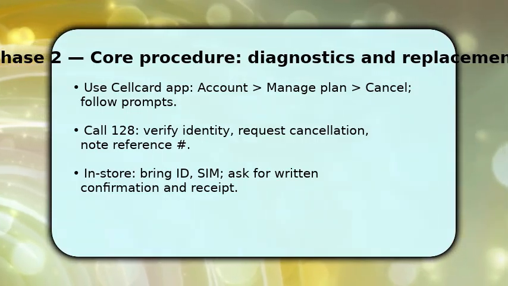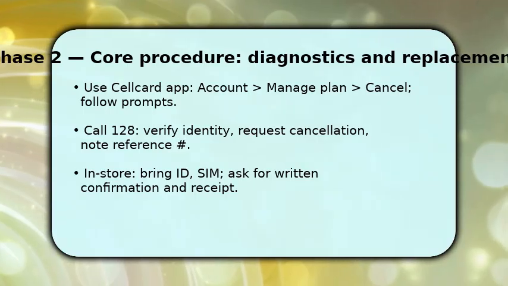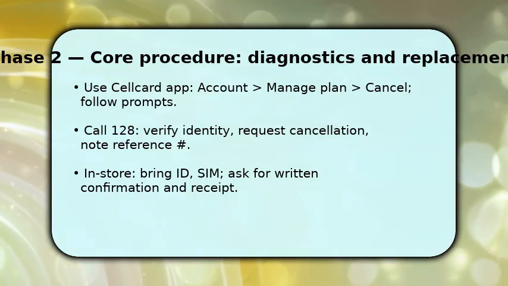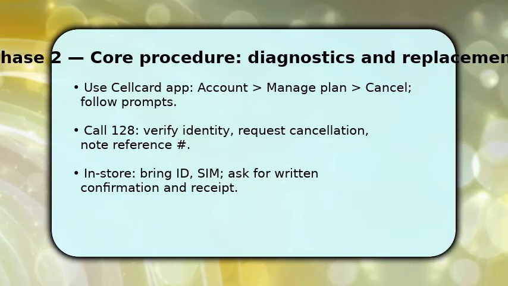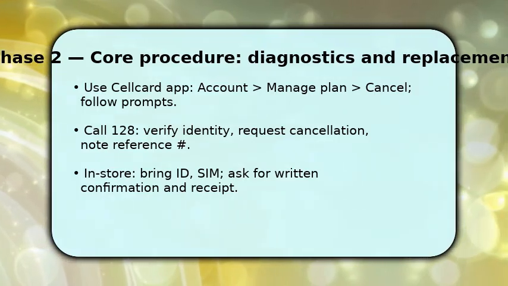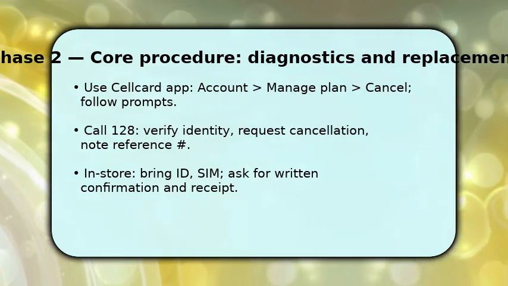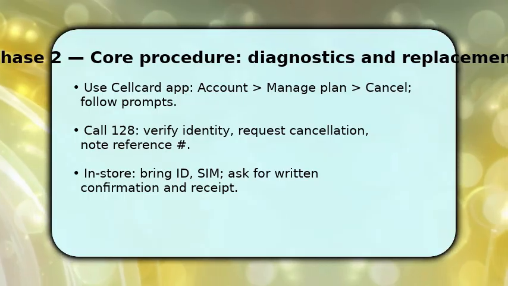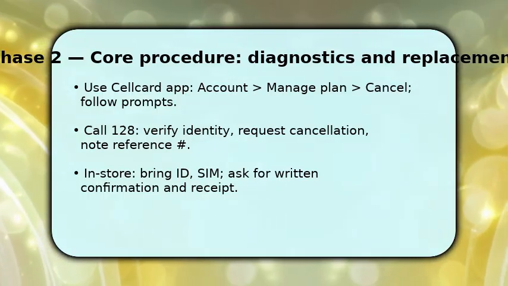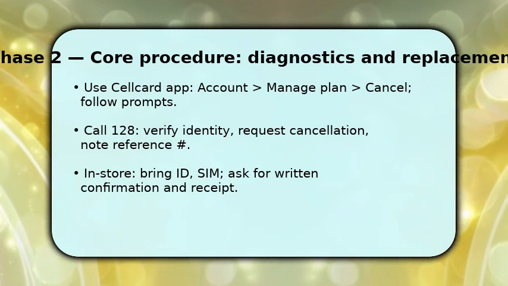If calling 128, clearly state your request, answer verification questions, and write down the reference number you're given. For an in-store visit, hand over ID and SIM, request the agent to cancel, and print a receipt. Throughout, listen for fees or minimum term penalties, and confirm the effective cancellation date.